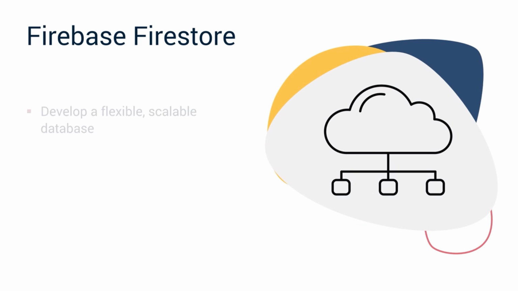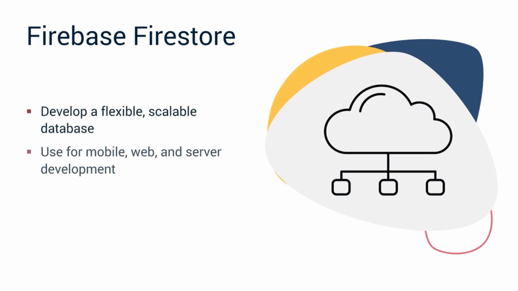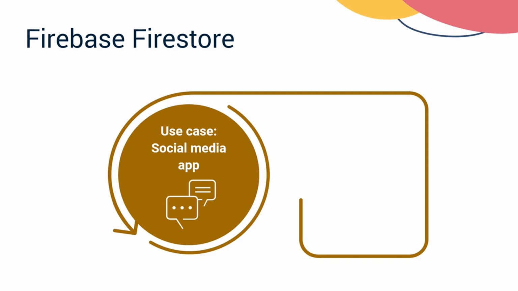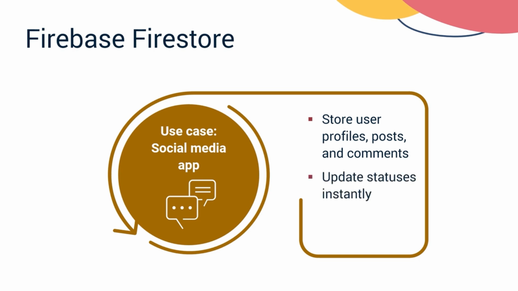Firebase Firestore is a flexible and scalable database for mobile, web, and server development. It stores data in documents and collections, making it perfect for real-time applications. For example, in a chat app, each message can be stored as a document within a collection representing the chat room. If you're building a social media app, Firebase Firestore allows you to efficiently store user profiles, posts, and comments. When one user updates their status, the change appears instantly for all other users.